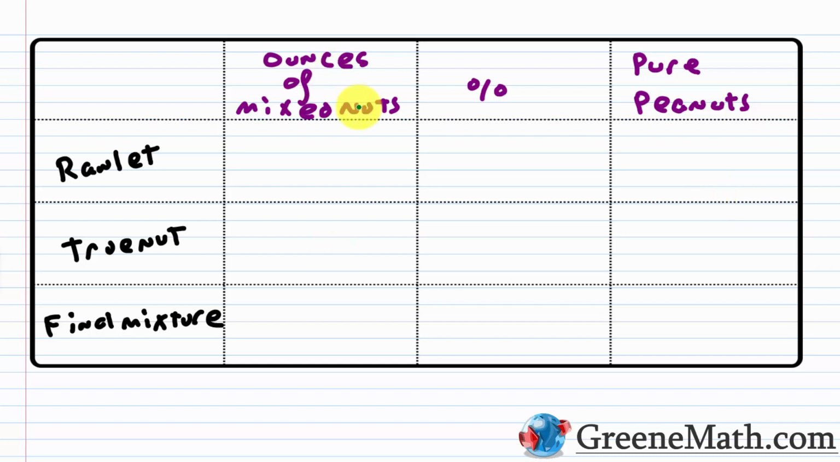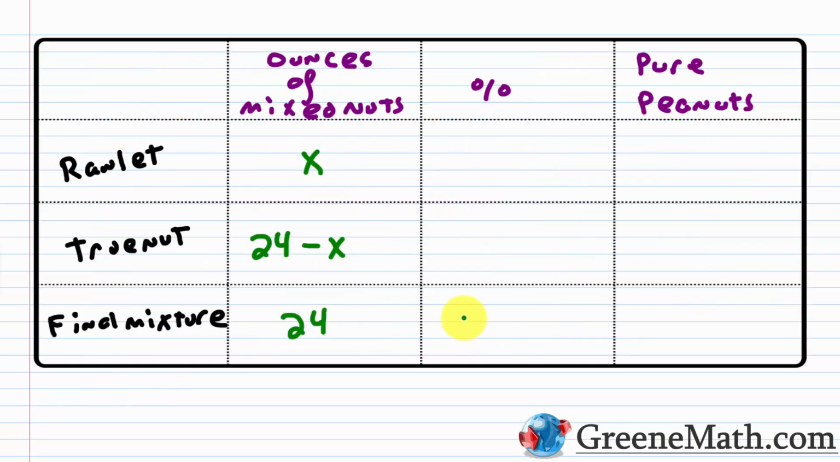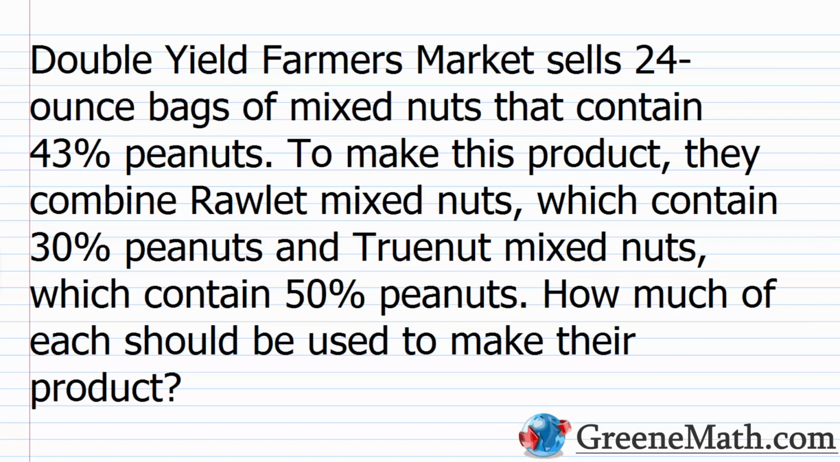All right, for the ounces of mixed nuts, we know for Rowlet, we represented this with X. And for True Nut, we represented this with 24 minus X. For the final mixture, we know it's 24. Okay, that's given to us in the problem. Now the percentages, let's go back up. We're told that the final mixture is 43%. So this would be 43% or 0.43 as a decimal. Then we're told that Rowlet mixed nuts has 30% peanuts and True Nut has 50% peanuts.